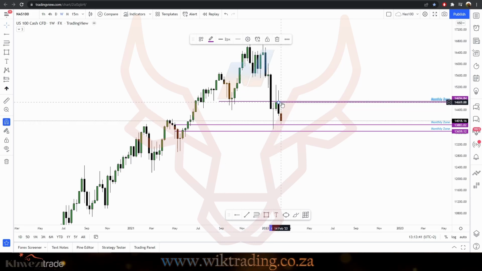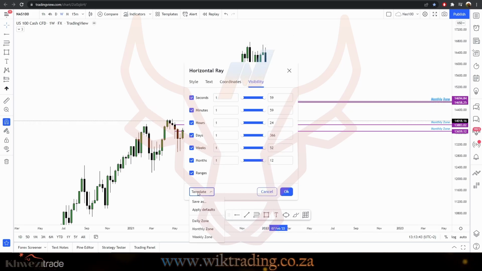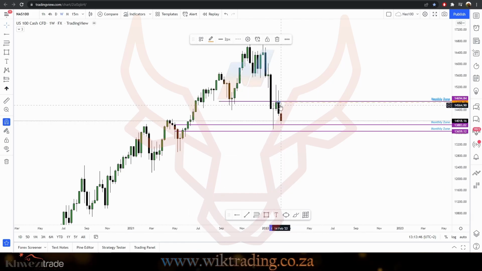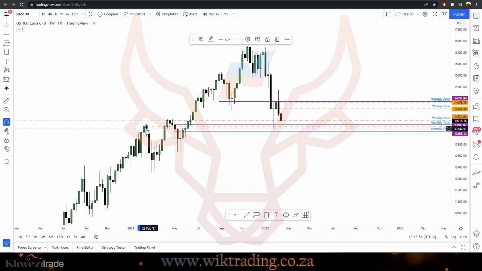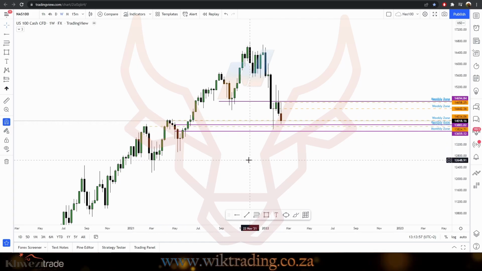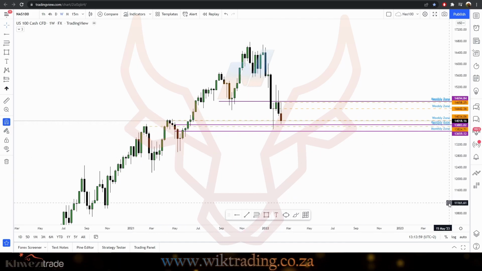The first one we've got is right there. As you can see, the market actually already retested it this week. Perfect retest of that specific zone here. And then we've got another one there, and we've got another one here, and we've got another one there. And I think those ones are just ones I'm going to keep for now.